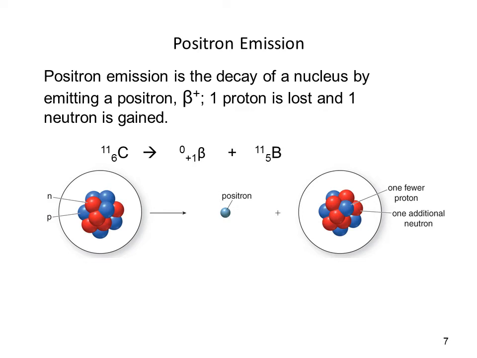Positron emission is the decay of a nucleus by emitting a positron. Notice that the mass of the positron is 0, and the charge on a positron is +1. If you look at the sum of the masses, you can see that 11 is equal to 0 plus 11, and 6 is equal to +1 plus 5. This is a balanced reaction.